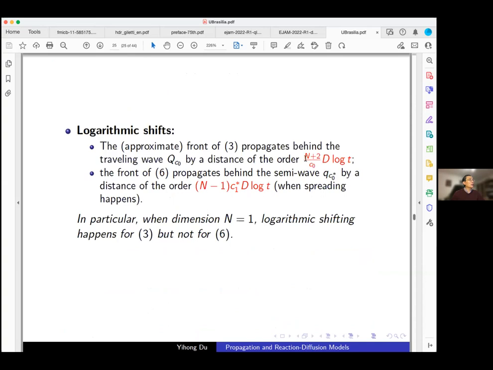And there's actually another deeper difference. If you look at the logarithmic shift, you can also notice this difference. In 6, the coefficient of this log t term has a factor n-1. So in dimension 1, this correction term disappears for model 6. But that's not the case for 3. For the classical model, the correction term is there even if dimension n is 1.